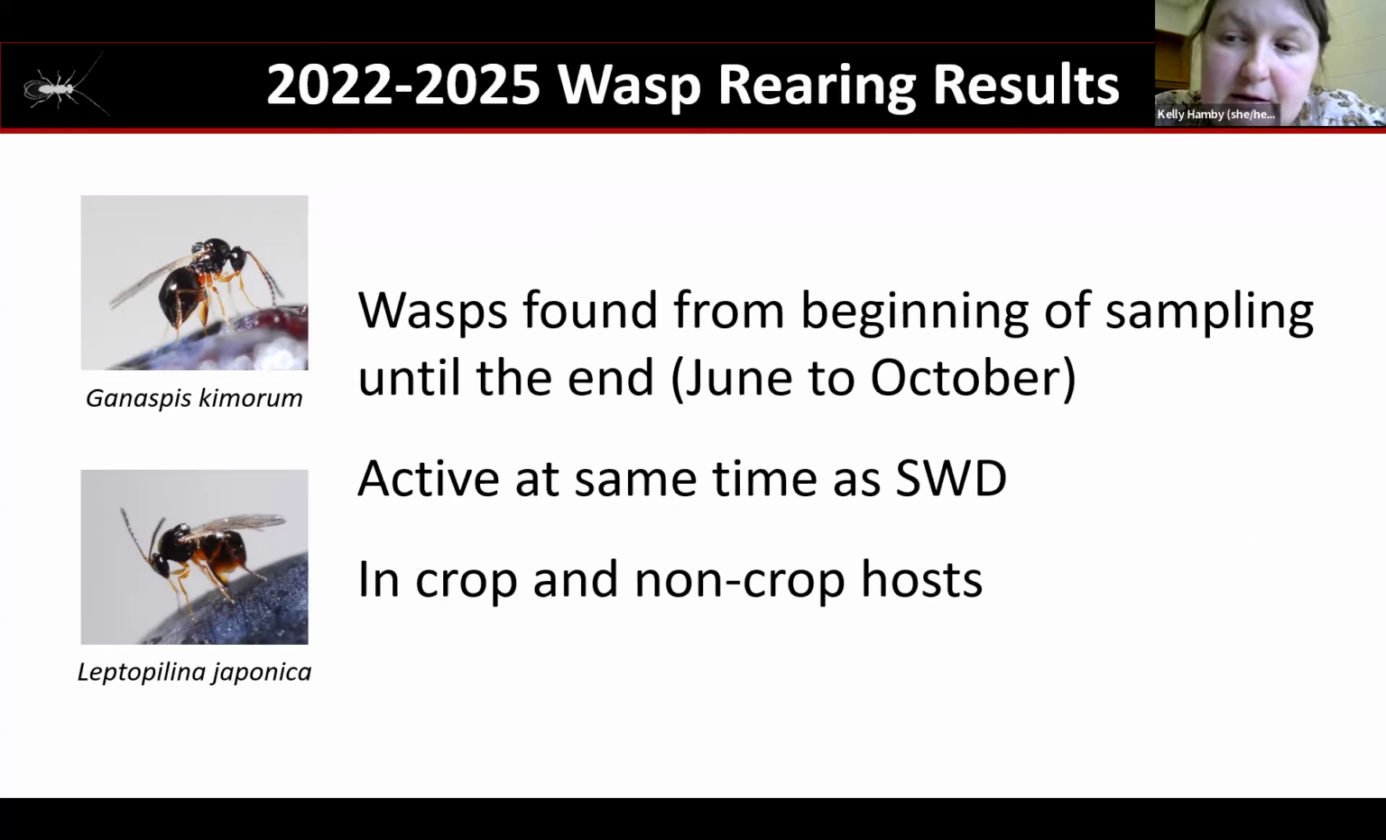The other thing that we found is that the wasps are found from the beginning of the sampling till the end of the sampling. So we're finding them from June to October. That's great because that means they're active at the same time as spotted-winged Drosophila, and they're out there doing well while spotted-winged Drosophila is active. And we've also found them both in crop and in non-crop hosts. So they're out in the woods and they're also spilling over into the crops.